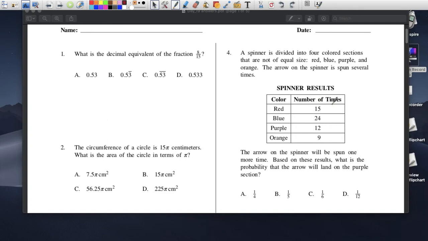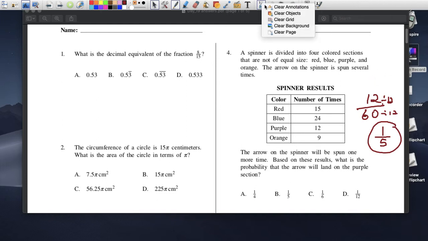So we got 15. So you always need a total, right? 15 plus 24 plus 12 plus 9, and that's going to give us 60 times. So they ran an experiment 60 times and spun the spinner 60 times. And it landed on purple how many times? 12 times. And 12 over 60, if you can reduce this, you can divide the top by 12 and divide the bottom by 12. 12 divided by 12 is 1, and 60 divided by 12 is 5. So based on this experiment, we're going to predict the probability of landing on purple on the next one is going to be 1 out of 5.